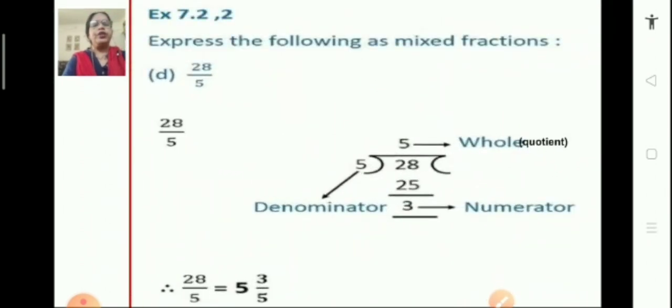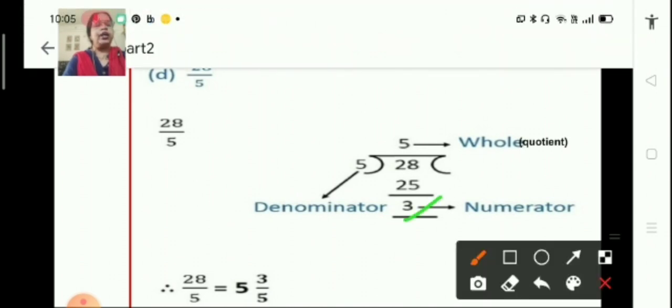Again we have 28 upon 5, another improper fraction which we have to convert into a mixed fraction. We have to express it as a mixed fraction. So we divide 28 by 5. 5 fives are 25 and we get the remainder 3.